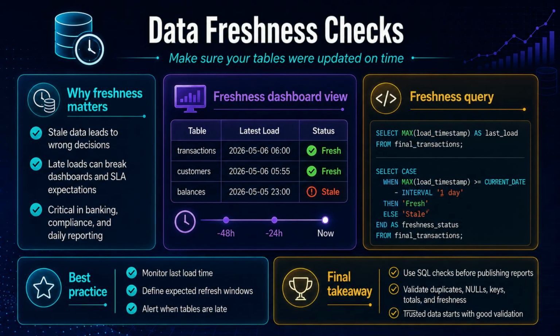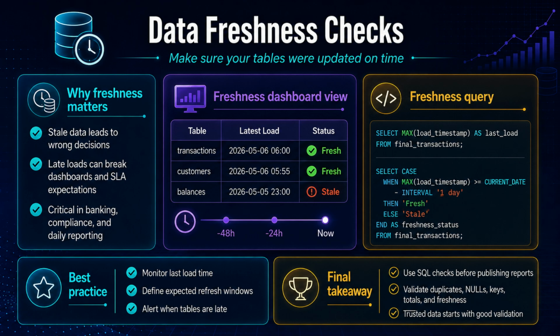Finally, we have data freshness checks, a critical validation step for making sure your data is not only correct, but also up to date. Data freshness means checking whether a table was updated within the expected time window. A table can have the right structure, valid keys, no duplicates, and no nulls, but it can still be wrong if the data is stale. In other words, the data may look clean, but if it is outdated, the report can still mislead the business.